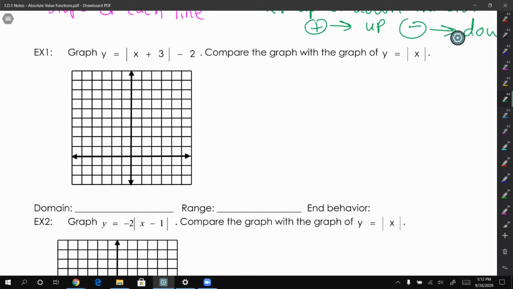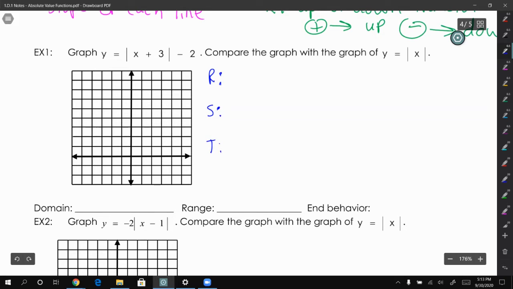We're going to use what we talked about earlier to graph some absolute value equations. So we have y equals the absolute value of x plus 3 minus 2. Compare the graph with the graph of y equals absolute value of x. So we're going to look at this function and tell if there's a reflection or not, a shrink or stretch, and a translation.